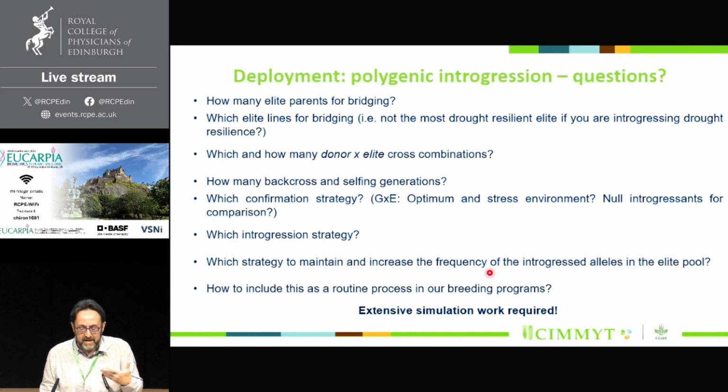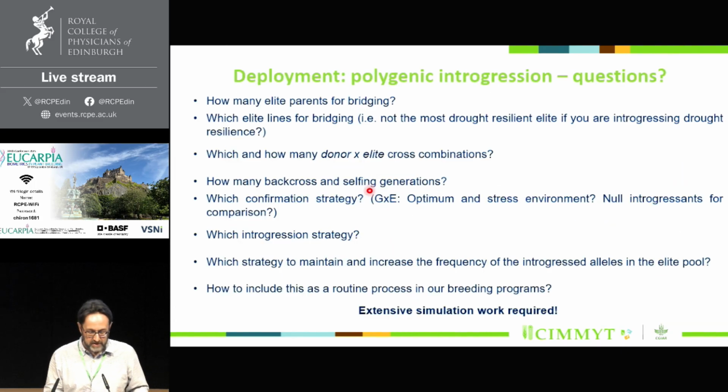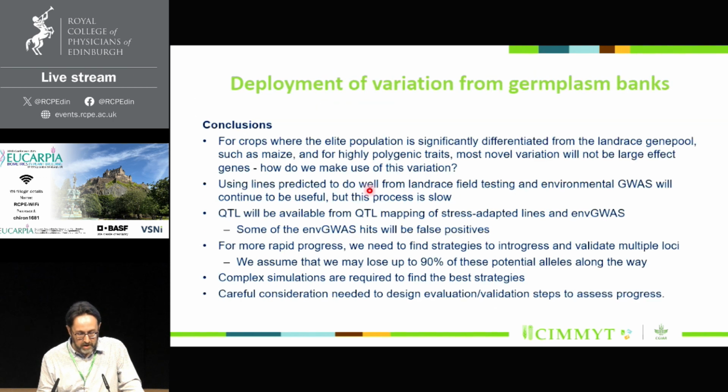What is the way to maintain and increase? Even if we get to this point, we have to have a strategy for maintaining the allele frequencies in the elite population, and this is a problem that we have across CG for general marker-assisted selection, and Eduardo and others have been working on extensively. And how do we include this as a routine process? Basically, we're starting the simulation work now on this, because this is a lot of heavy-duty simulation work.